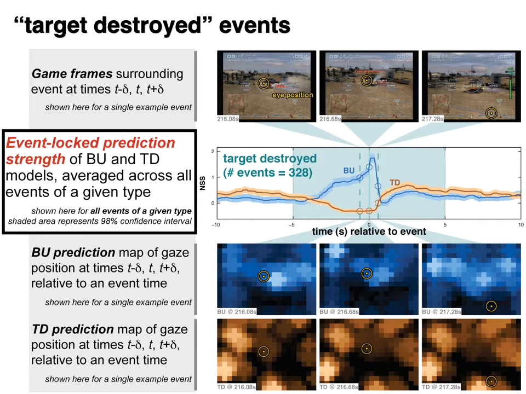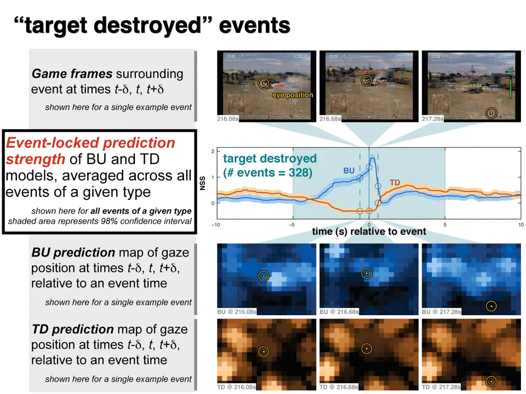So here is the result, again taking all of those events and lining them up on time 0 when the target destroyed occurred. On the vertical axis, this is NSS, which is a normalized scanpath saliency score. The actual score is not so important as the pattern that we observe. For that particular event, maybe 1 or 2 seconds before the actual event, there is a sharp increase in the agreement between the eye position of the player and the bottom-up model, and conversely a decrease in the agreement with the top-down model.